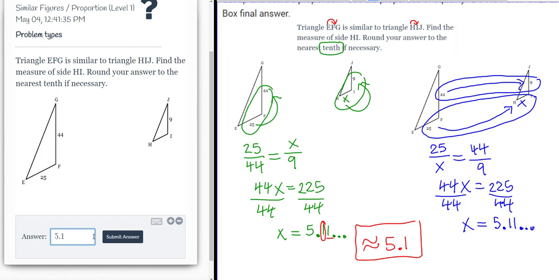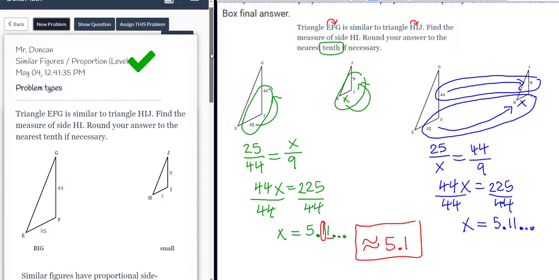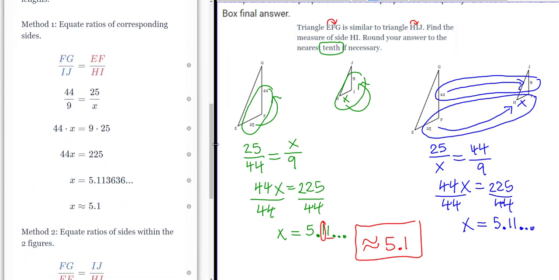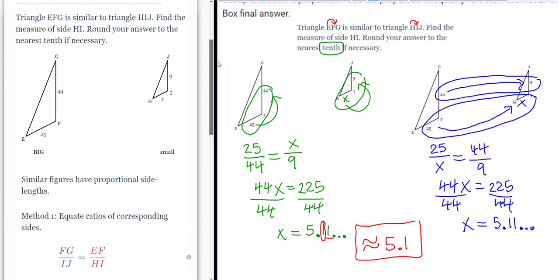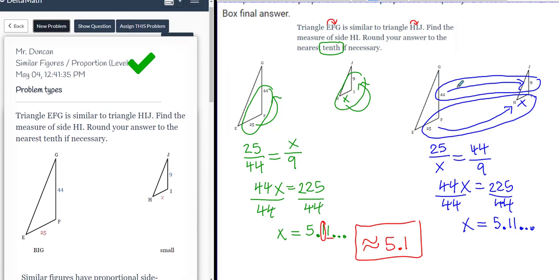5.1. Cool. And if I scroll down, he's probably going to show the different ratios. So method 1, he says equate ratios of corresponding sides. Whatever. It looks like he labels it big and small, however you want. Anyways, if what I said made sense, again, you're pretty much set up. Let me know if you need any help.